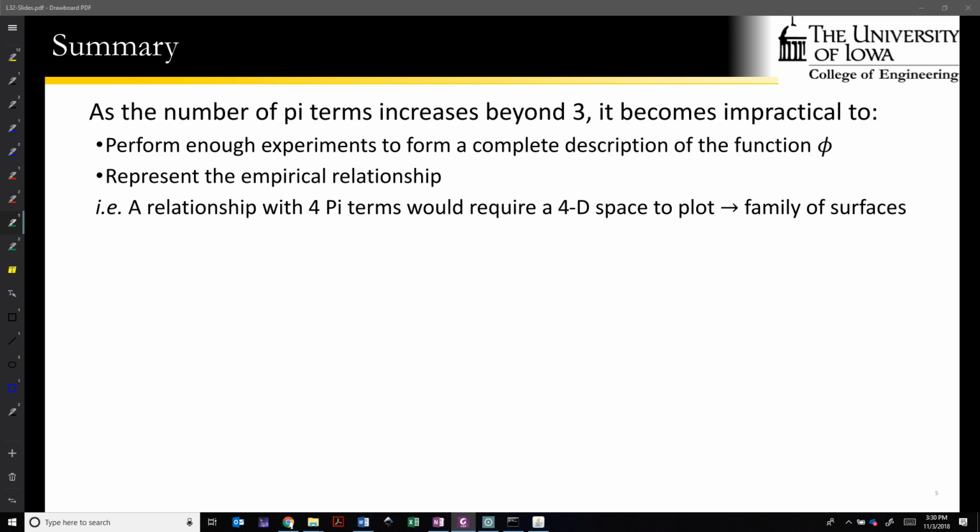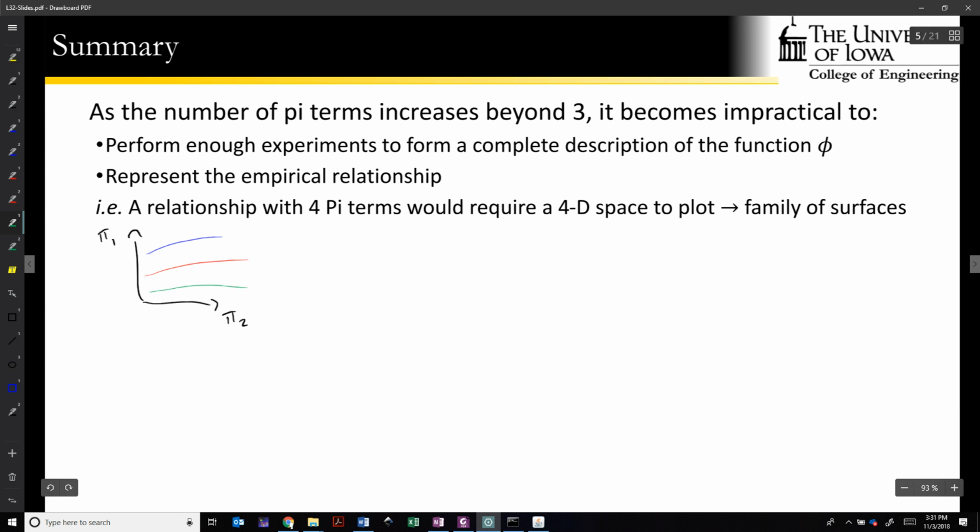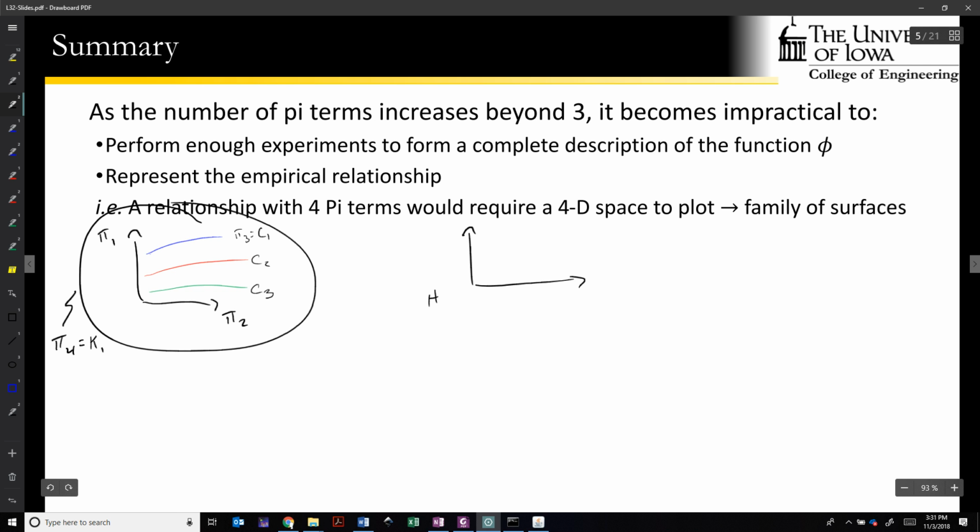For example, a relationship with four pi terms requires that we plot it in four-dimensional space. The only effective way to do this would be, as we showed on the last slide, to plot pi 2 versus pi 1. Perhaps we show curves for differing values of pi 3, equals C1, C2, and C3, but then this entire graph corresponds to pi 4 being some value that's also a constant. And so we would have to systematically change the value of pi 4 and draw an entirely new family of graphs.